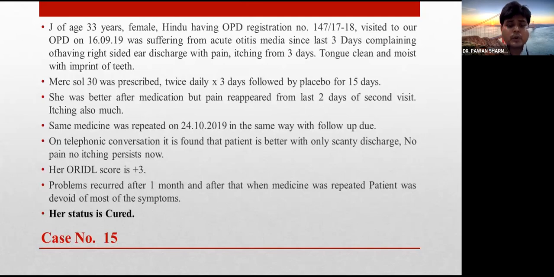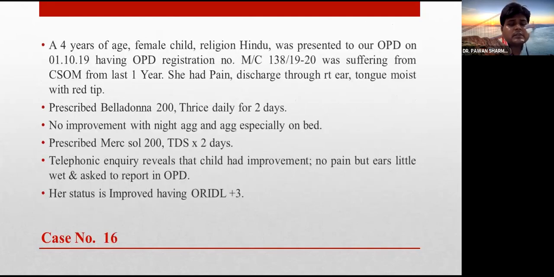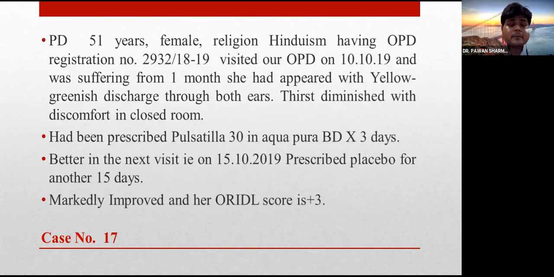Her status is cured. A 4-year-old female child suffering from COSM for the last 1 year. She had pain and discharge through the right ear, tongue moistened with red tip, and was prescribed Belladonna 200 thrice daily for 2 days. No improvement, with night aggravation and aggravation especially on bed, so Maxwell 200 was prescribed. Telephonic inquiry reveals that the child had improved and had no pain, but the ear felt a little heavy, and was asked to report to the OPD. At that time, the Hordel score was plus 3.